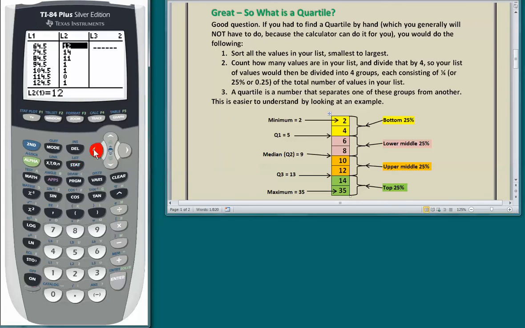The first thing I want to do is clear all the numbers that are in list 1. So I've highlighted L1. I want to get rid of all those numbers, so I'm going to hit the Clear key and the Enter key. And then I'm just going to start entering these numbers, and I'm going to pause this presentation while I do that.